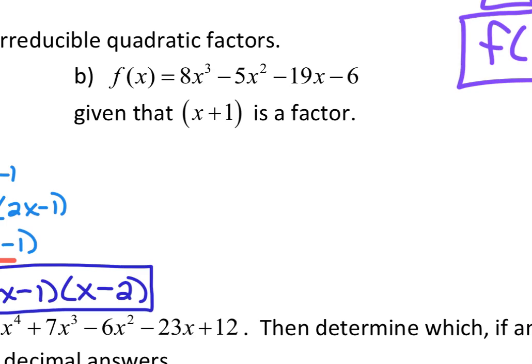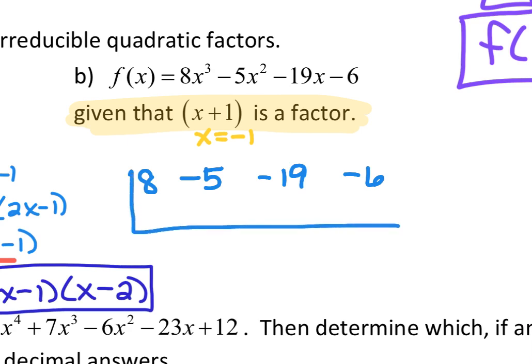Here I have a function, and I'm given that x plus 1 is a factor, so I'll be dividing by x equals negative 1. Let me see if I can squeeze my synthetic division into this little space here. 8, negative 5, negative 19, and negative 6, and I'm dividing by negative 1. Bring down the 8. 8 times negative 1 is negative 8. Negative 5 and negative 8 is negative 13. Negative 13 times negative 1 is positive 13. Negative 19 and positive 13 is negative 6.